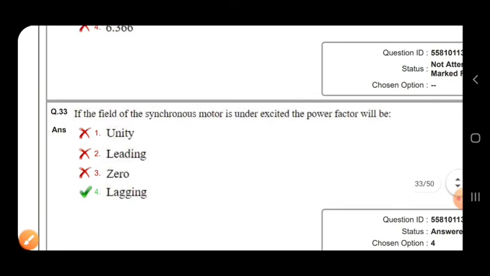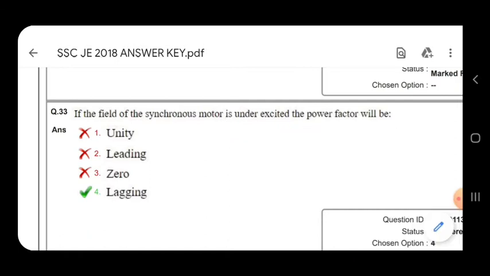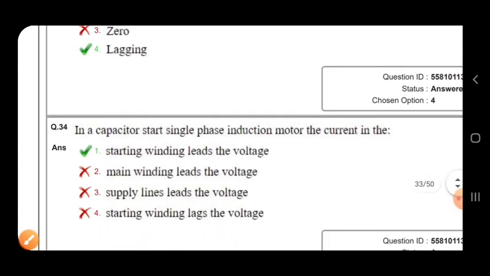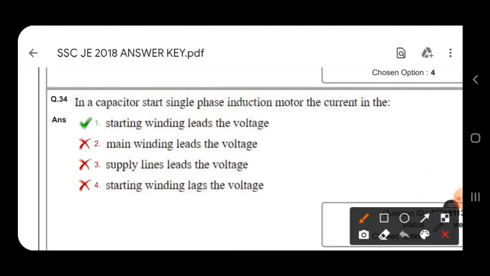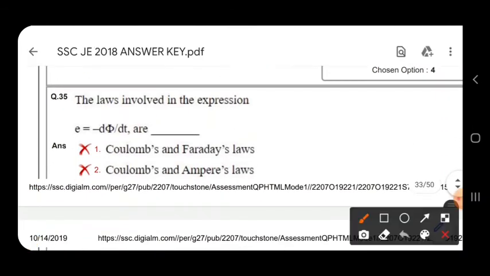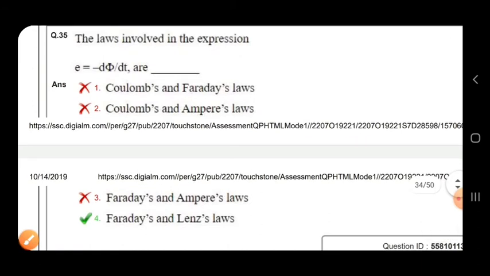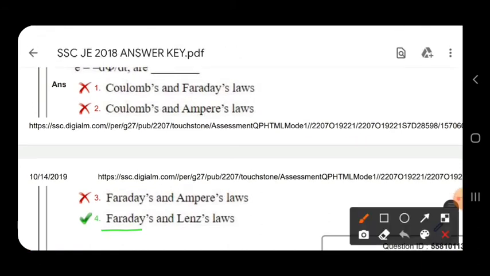If the field coil of the synchronous motor is under excited, the power factor will be lagging, and remember, in over excited cases, the power factor is leading. In the capacitor start single phase induction motor, the current in the starting winding always leads the voltage. The law involved in the expression E equals minus d phi upon dt: d phi upon dt is from Faraday's laws of electromagnetic induction, and the minus sign is due to Lenz's law.